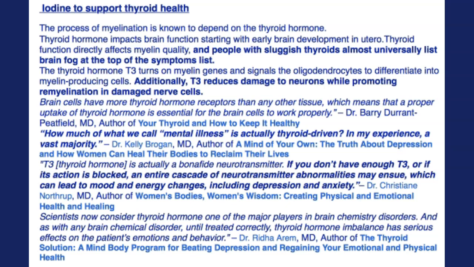The thyroid hormone T3 turns on myelin genes and signals the oligodendrocytes to differentiate into myelin-producing cells. Additionally, T3 reduces damage to neurons while promoting remyelination in damaged nerve cells. Brain cells have more thyroid hormone receptors than any other tissue, which means that a proper uptake of thyroid hormone is essential for the brain cells to work properly.